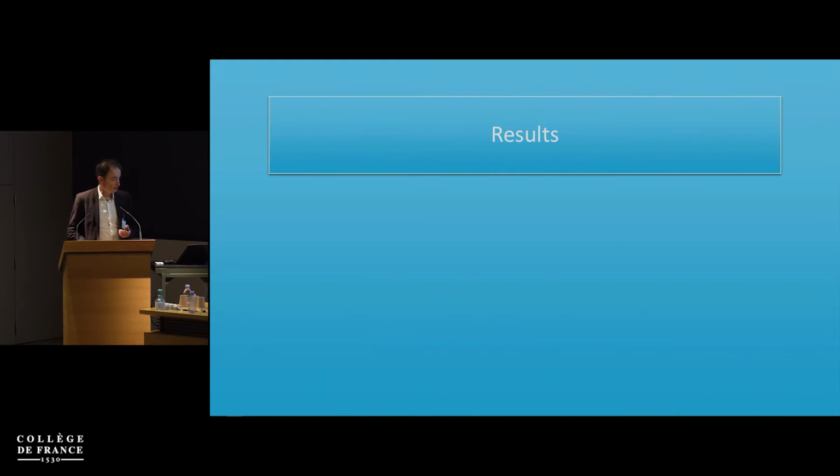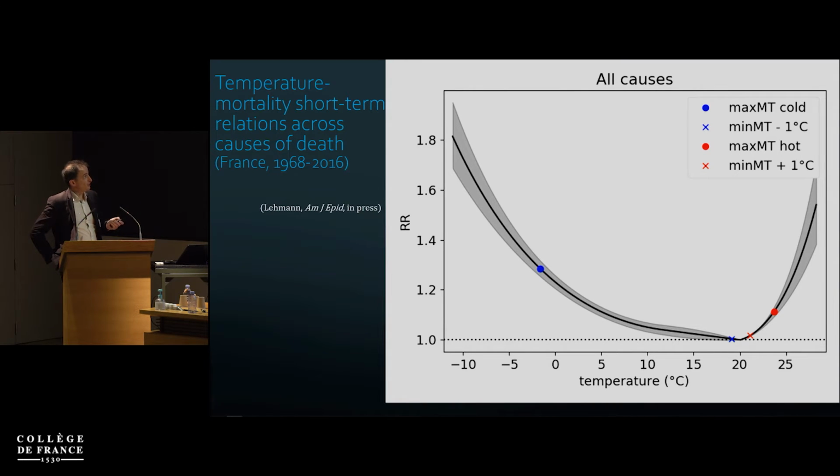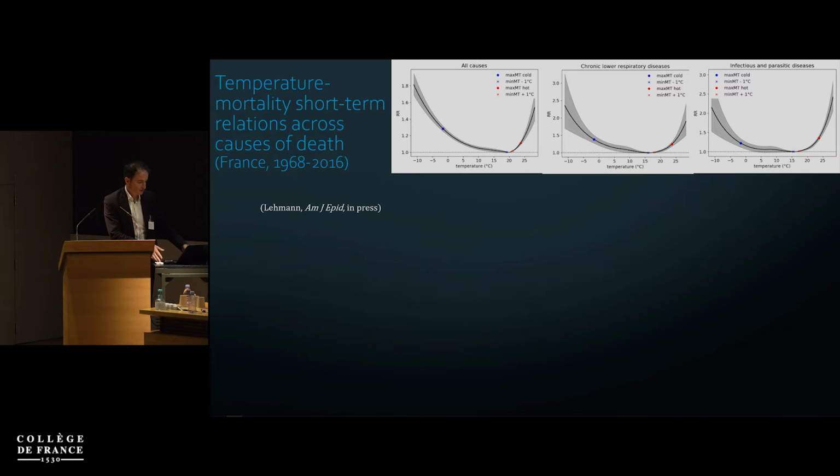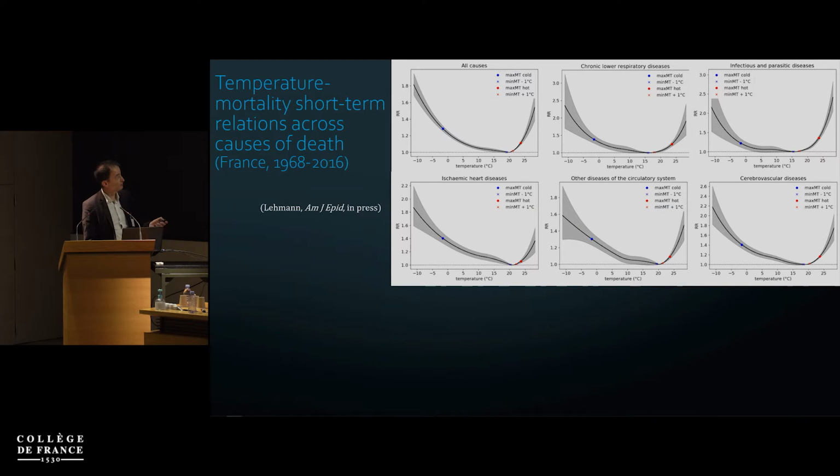So let's move to our results, starting with the short-term association between temperature and all-cause mortality. You see here that we have this well-known U shape with the minimum mortality around 20 degrees approximately, and an increase both for high and low temperatures. When we study this association distinguishing each cause of death, we notice that it is similar when we consider the causes of death related to chronic lower respiratory diseases, to infectious diseases, which also exhibit that U-shape association. We have similar shape of association for cardiovascular and circulatory causes of death.